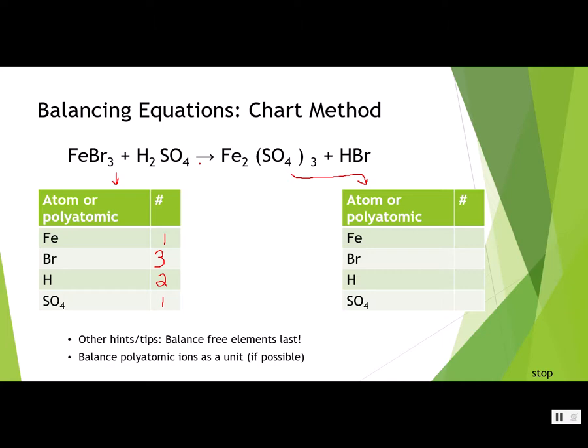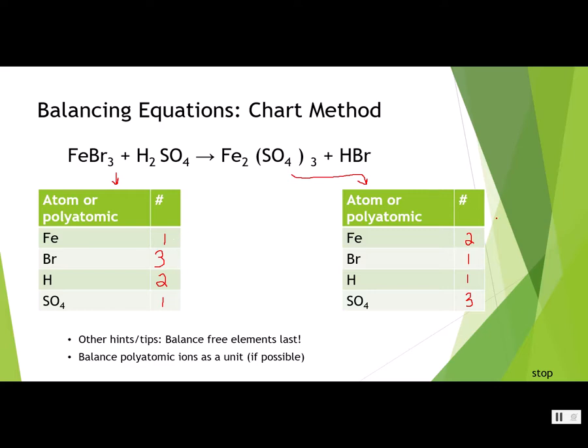Because on my reactant side, I have 1 SO4 chunk. On my product side, I have 3 SO4 chunks. I have 2 irons and 1 each of the hydrogen and the bromine. So we now have our chart. Now let's go and balance each atom individually by adding necessary coefficients and changing our chart as necessary.